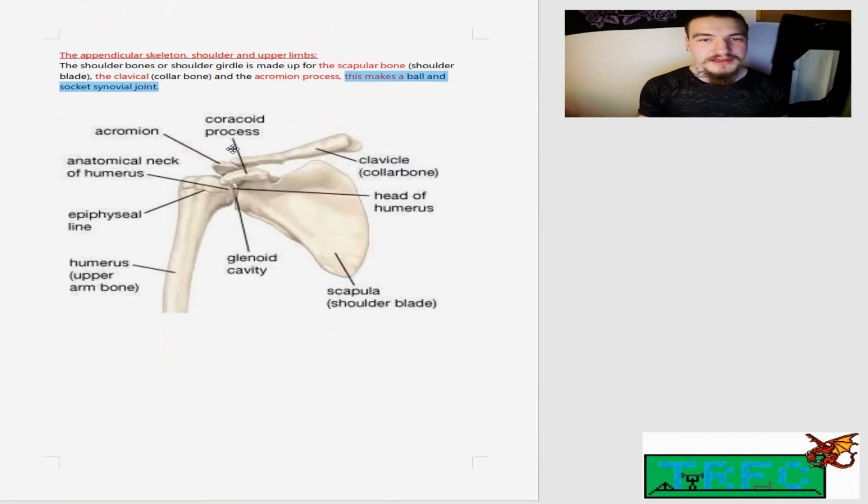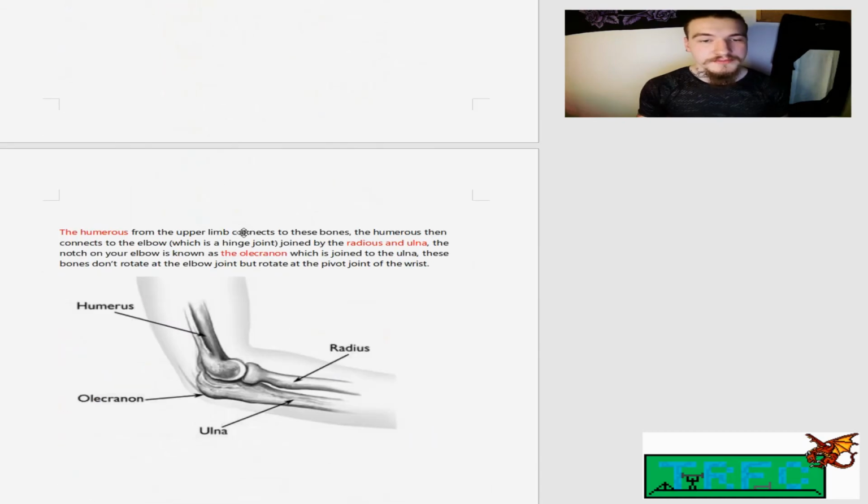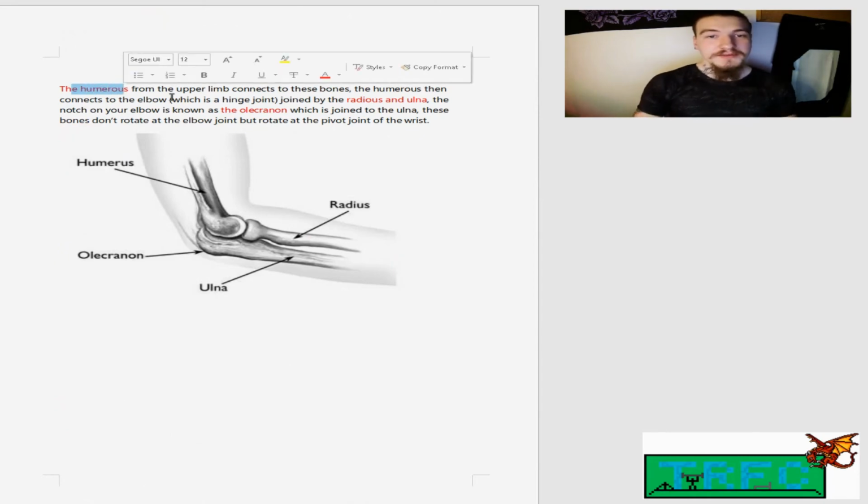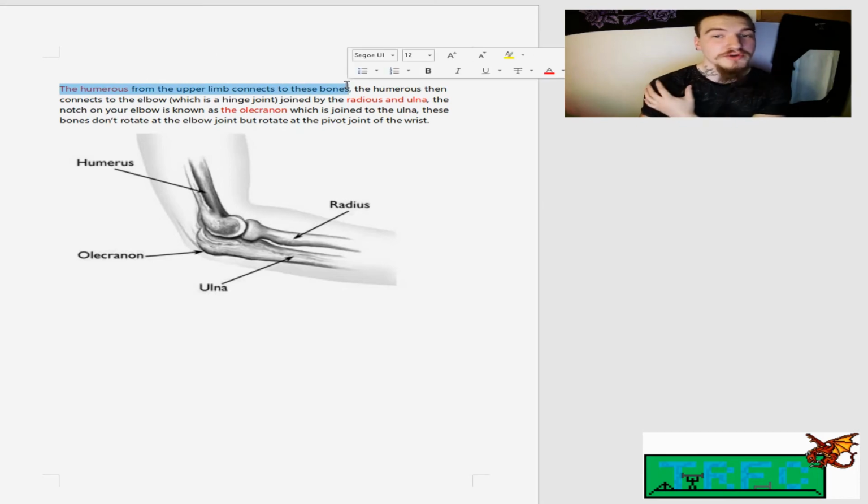So as you can see here, we've got the clavicle, we've got the scapula, which is the shoulder blade, we've got the humerus here that joins into it, and then we've got the acromion, which is that little one right there. So we're now going to move on to the limb, or your arm. So you've got the humerus, which is this bone here. So the humerus from the upper limb connects to these bones in the shoulder girdle.